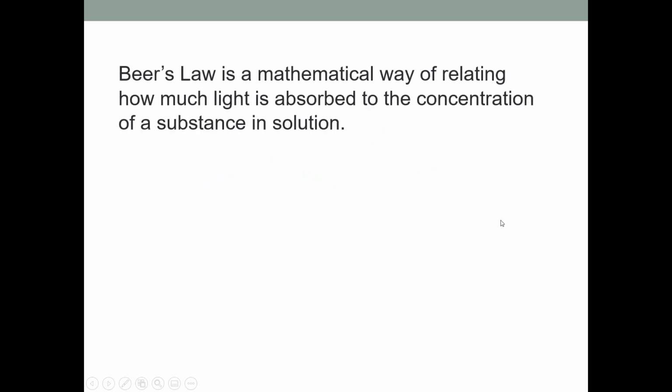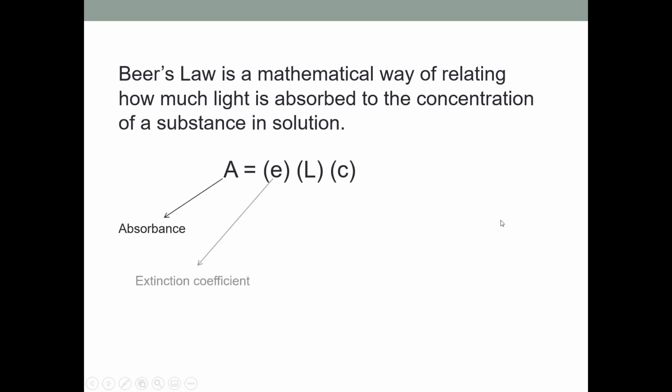To put some math on this so we can get a specific concentration, we rely on Beer's law, which has nothing to do with the alcoholic beverage. This was developed by a guy named Beer, and it's a very simple equation where on the left you have A, which is absorbance. That's what we're going to measure with our spectrophotometer. And that is equal to something called the extinction coefficient, which we'll talk about in a second, times the length that the light has to pass through to get to the sensor.